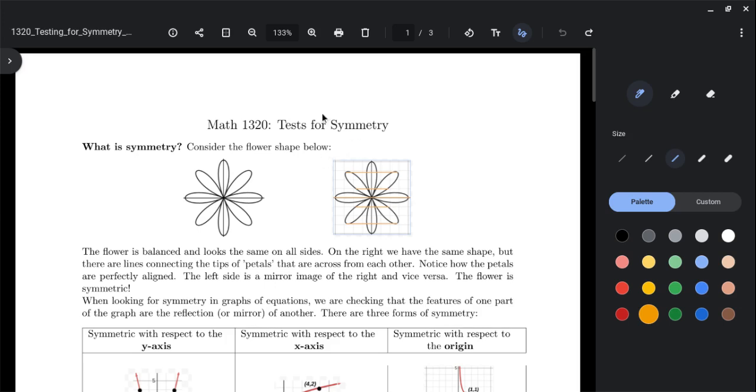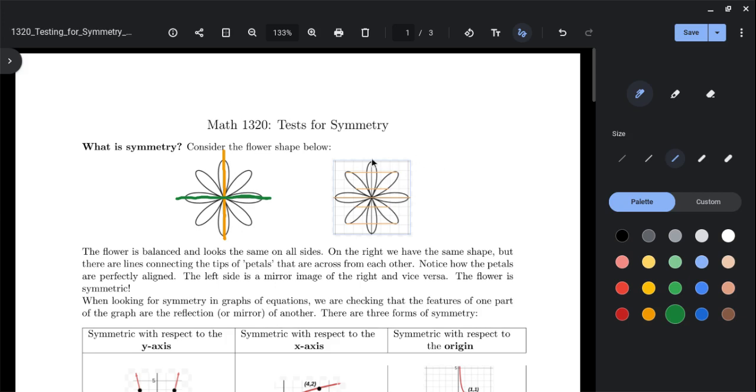If I were to consider this flower shape, I can see that the flower is balanced and it looks very similar on all sides. And if I were to divide it down the middle vertically, what I have on the left side looks an awful lot like what I have on the right-hand side. And I could say the same thing for the top and bottom of my flower. What's on top looks a lot like what's on the bottom.